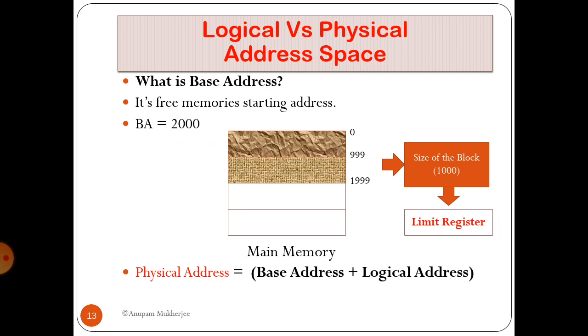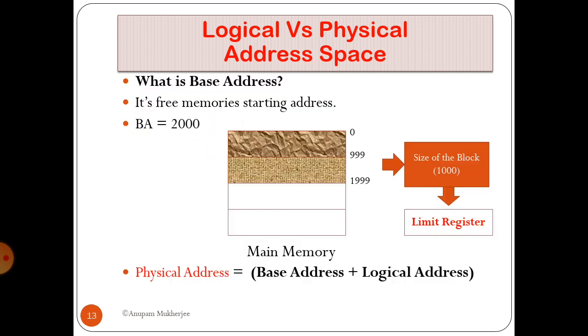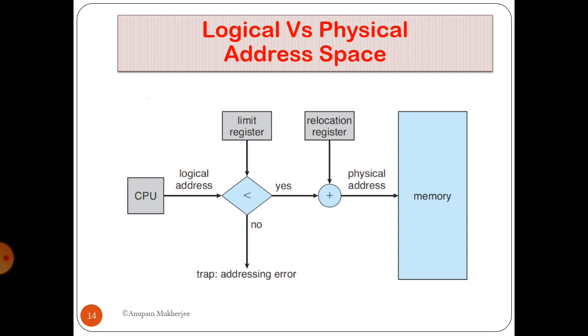Now we can say that the physical address is equal to the base address plus the logical address space, right? So in that sense, the CPU generated logical address is first checked against the limit register, to see whether the size of the logical address space can be accommodated in the actual physical address space. The size is checked first. It should be less than or equal to the limit register.